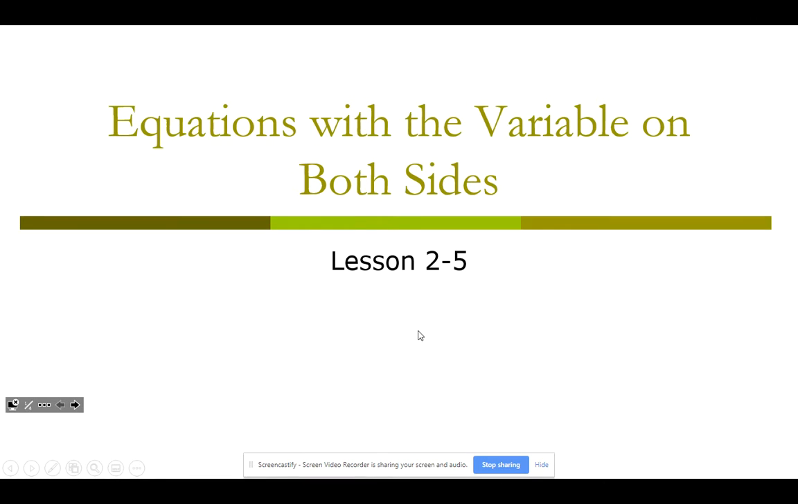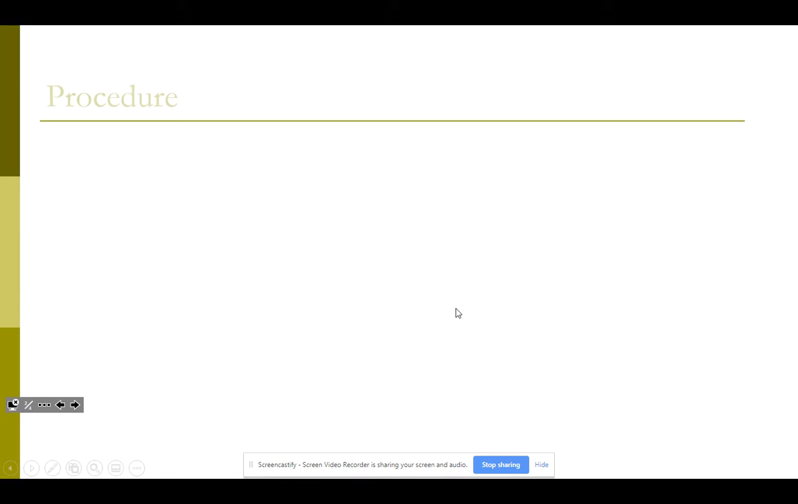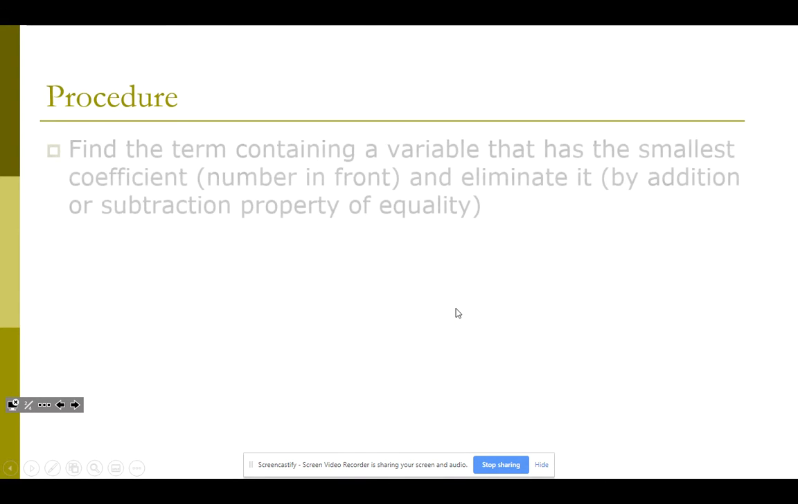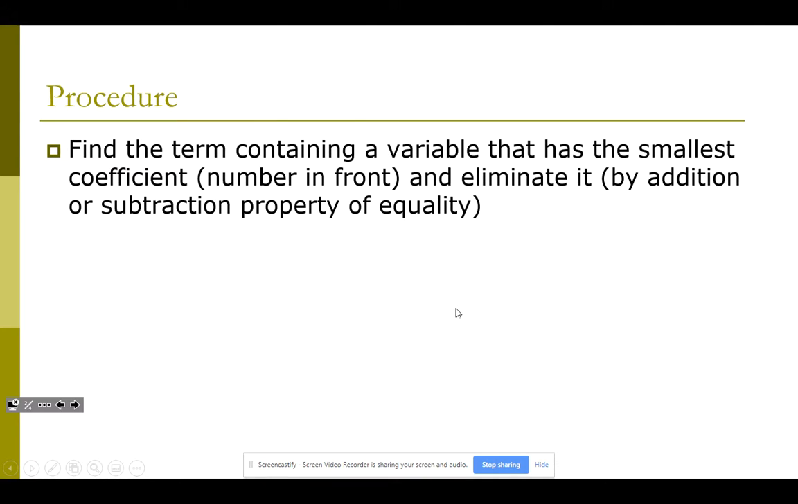This is lesson 2-5, equations with the variable on both sides. So our procedure is as follows. You want to find the term that contains a variable that has the smallest coefficient. A reminder that the coefficient means it's the number in front.